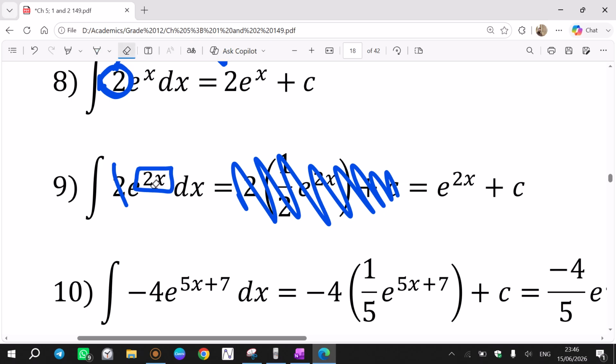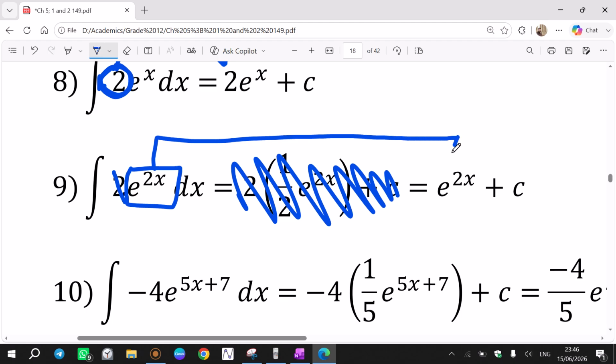Then what we do, let's repeat. Search for the derivative of the power. The derivative of this power is 2. Do I have 2 outside? Oh yeah. The derivative part gets cancelled. It will be sacrificed. Then the result will be e power 2x plus c. This is e power 2x plus c.